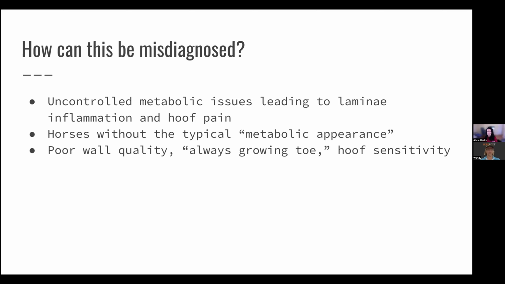And of course, it's just sensitive over different terrain. I see a lot of hoof sensitivity. If it's not a diet issue, I see it as a metabolic issue, just because of that systemic inflammation.